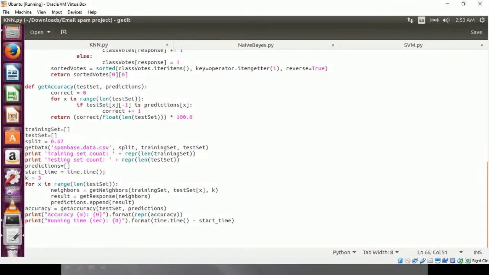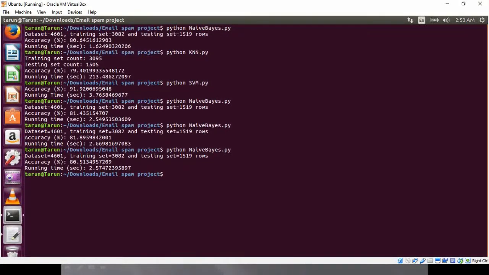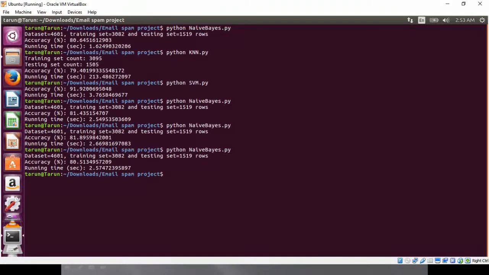So let's see what results does this algorithm give. So we have already run KNN here. So as you can see here, training set consists of around 3000 points, testing set consists of around 1500 points, and accuracy is 79%, and running time is actually very large, around 5 minutes, so we will not be running that again.